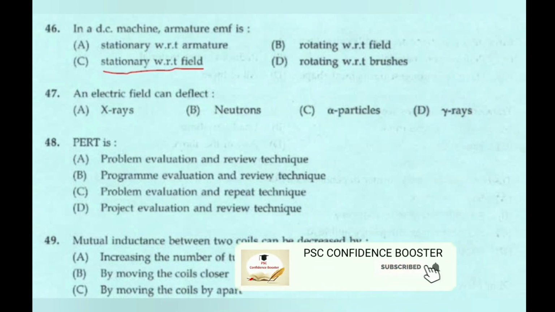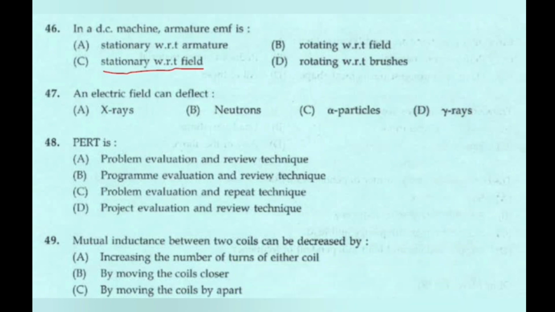Question number 47. An electric field can deflect. Answer is option C, alpha particles. Question number 48. PERT is? Answer is option B, program evaluation and review technique.